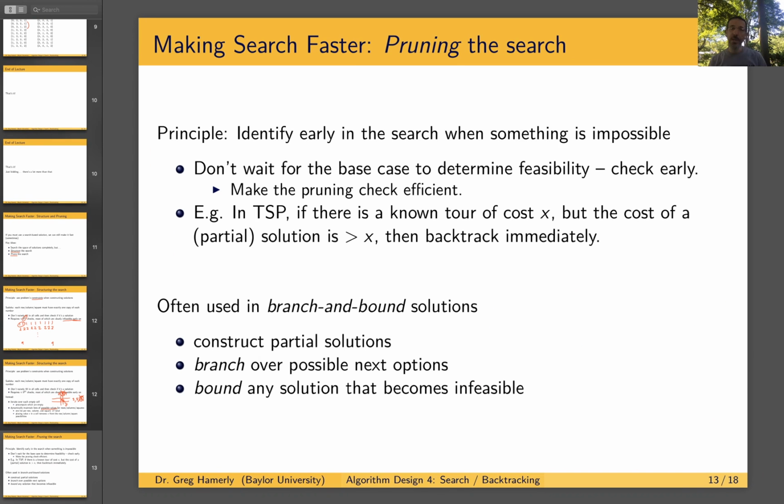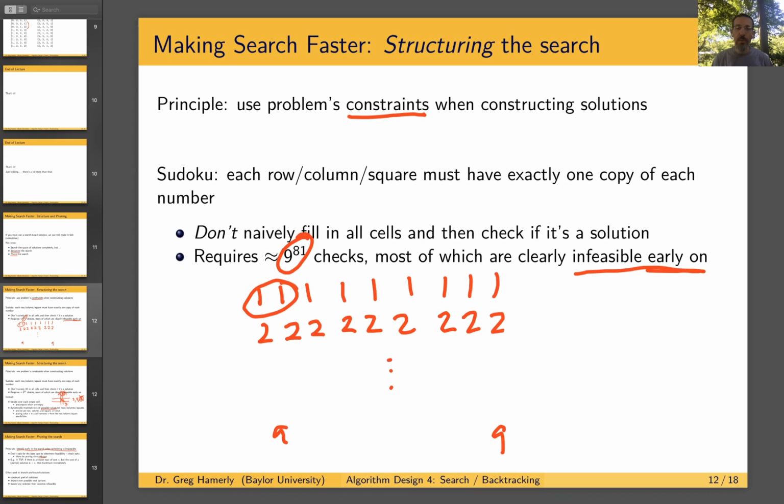The second major idea of making search faster is pruning the search. The principle here with pruning is to identify as early as possible in the search when something is impossible or infeasible. So don't wait until you reach the base case to determine whether or not some possible solution is feasible. Check earlier than that. And in addition, you want to make that pruning check very efficient. So you want to check very early on if what you have constructed partially so far could even be made into a solution.